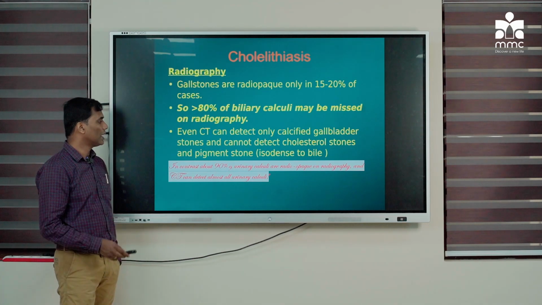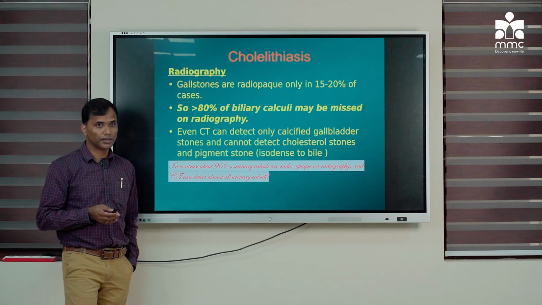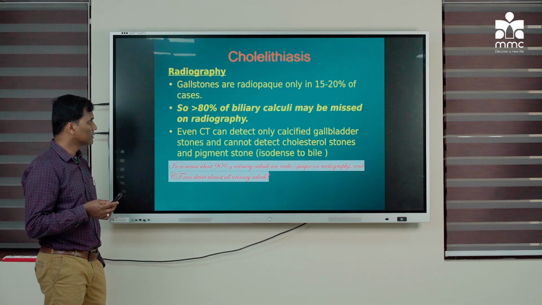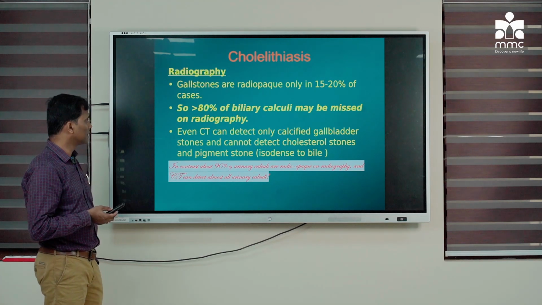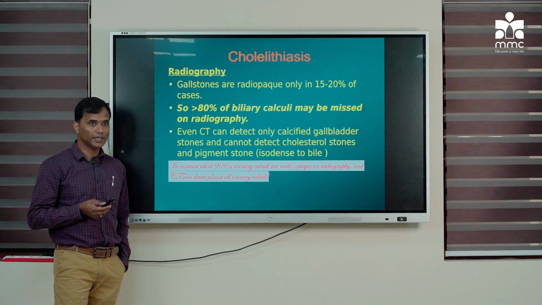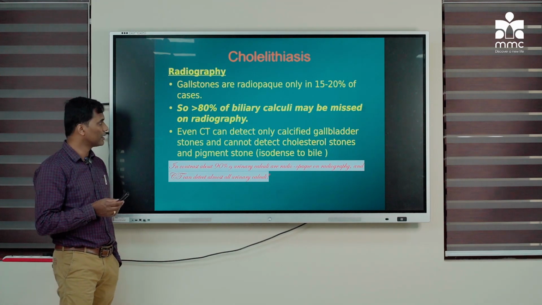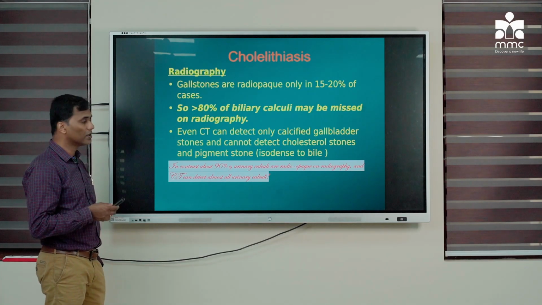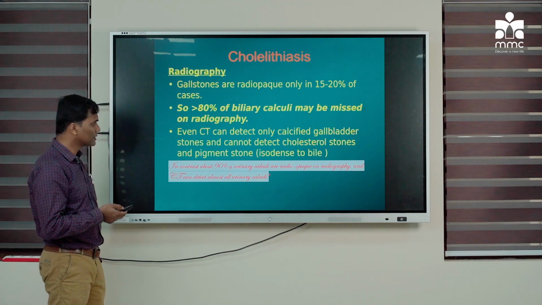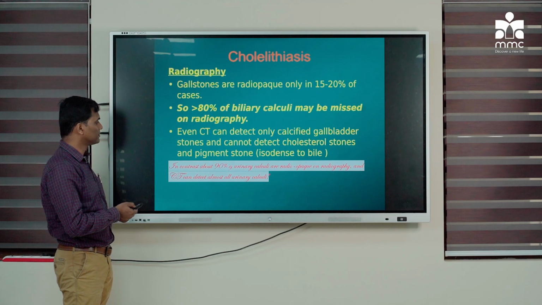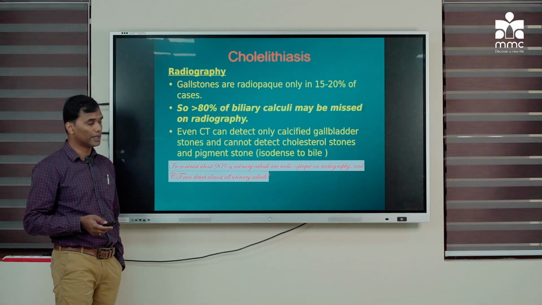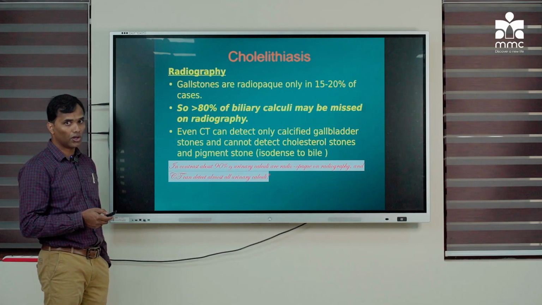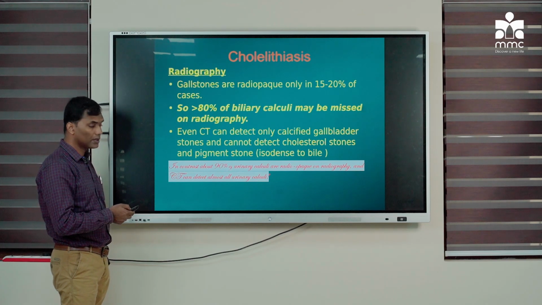Cholelithiasis, ultrasound is best for detecting cholelithiasis in the gallbladder, because irrespective of the content of the calculus, ultrasound will show the calculus. But the problem with X-ray and CT is, since most of the gallbladder calculi are radiolucent, about more than 80% are radiolucent, the calculus may not be seen on X-ray and even on CT, unless the calculus is calcified. So it's difficult to visualize. This is in contrast to renal calculus, where more than 90% of renal calculi are visualized on X-ray, and almost 100% of calculi are visualized on CT.